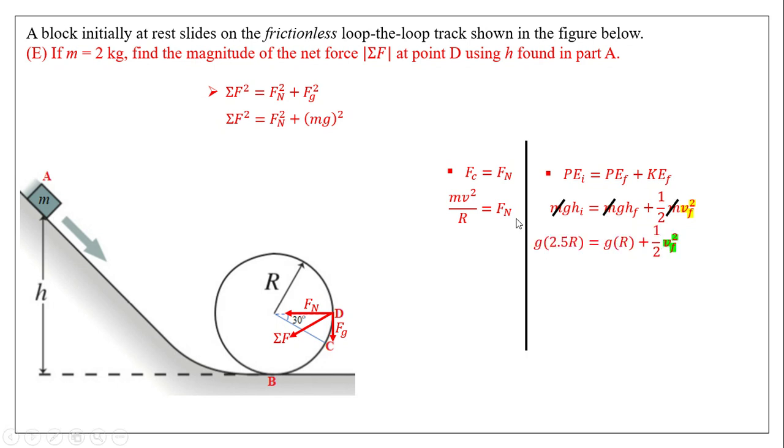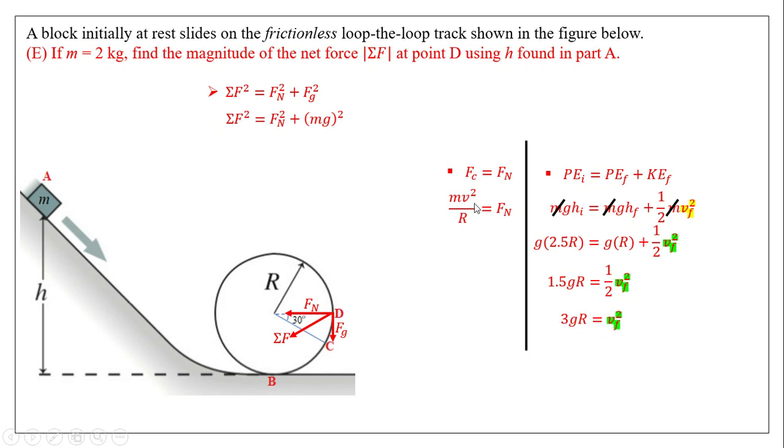Now, h_i we found in part A, which is 2.5 R. h_f here is just R. So as you measure, measure correctly. From the ground to point D is just a distance of R, so that's why h_f is just R. So this is 2.5 gR. I'm going to move the term gR to the left side by subtracting it, so 2.5 minus 1 is 1.5 gR, and this is still 1/2 v_f squared. To get v_f squared by itself, I will multiply both sides by 2, and that makes 1.5 times 2, which is 3, times g times R. So now I know what v_f squared is.